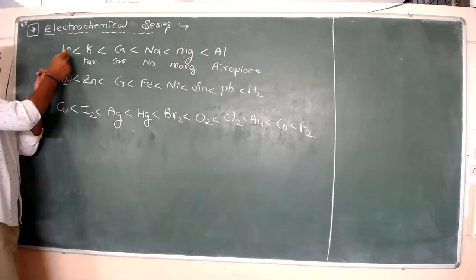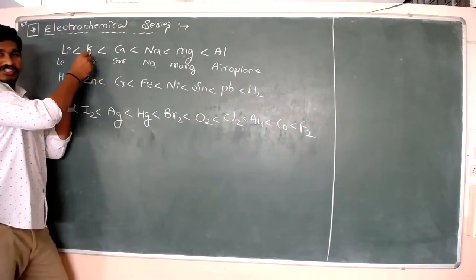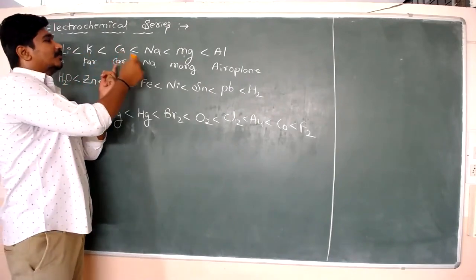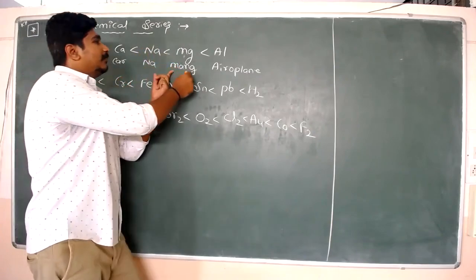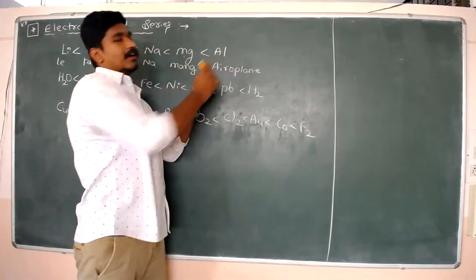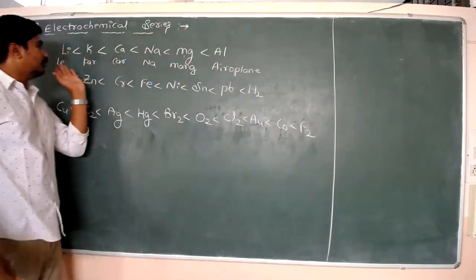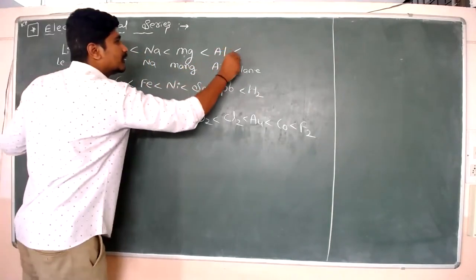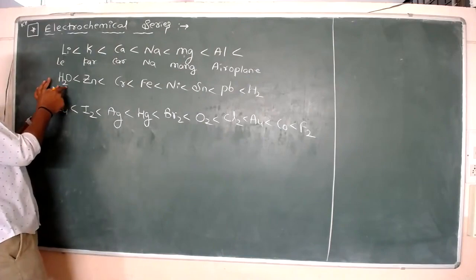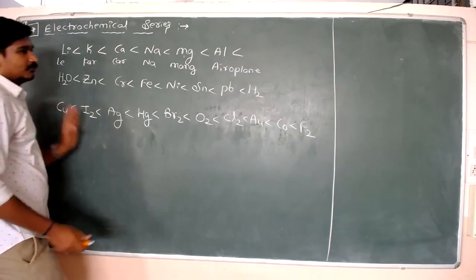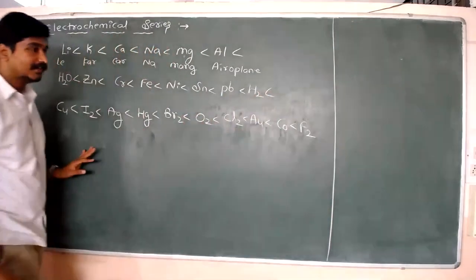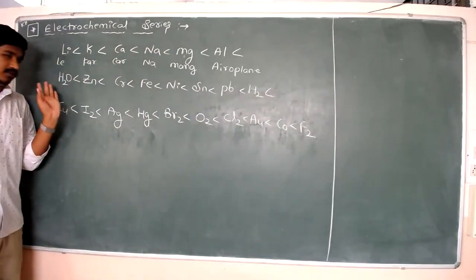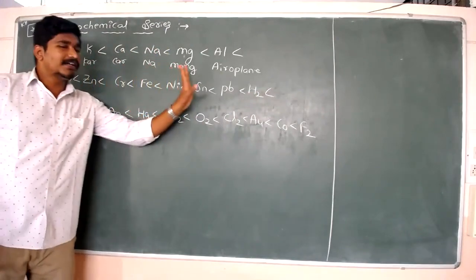Le is lithium. Kar means potassium. Car means calcium. Na means sodium. Mang means magnesium. Aeroplane means aluminium. In this way, we have to remember the first one. Next, the second one continues in this way. The next compound is water. This is also in continuity. Here, the first one is lekar car, naman, aeroplane.